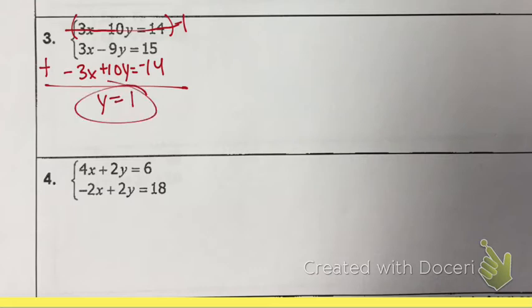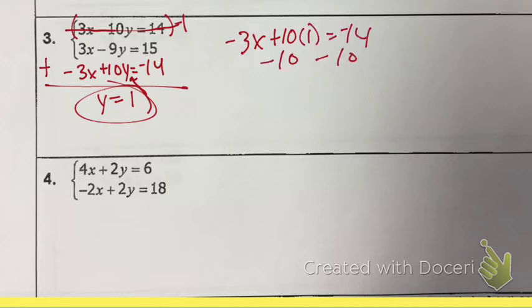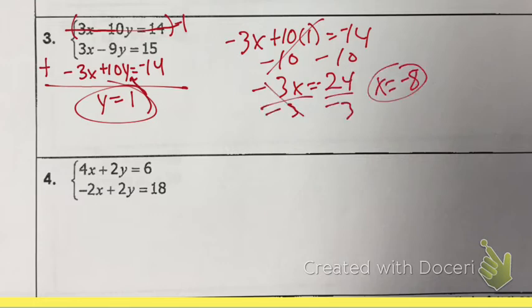Y equals 1. And then once I know that y is 1, I'm going to pump that back into one of my equations. Negative 3x plus 10y equals negative 14. Subtract 10 from both sides. Divide everything by negative 3. I get an x value of negative 8, which means my ordered pair is negative 8, 1. And remember, when we get our answer, it's the spot where these two lines cross.